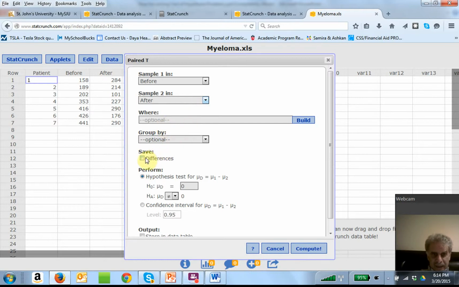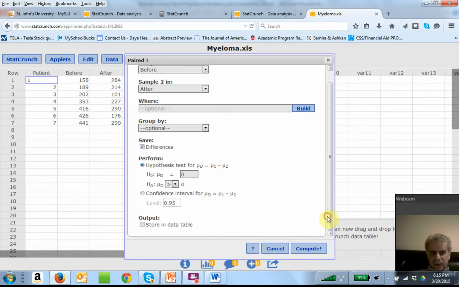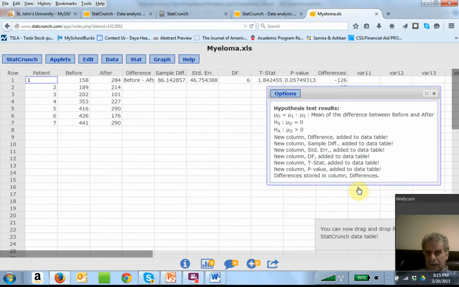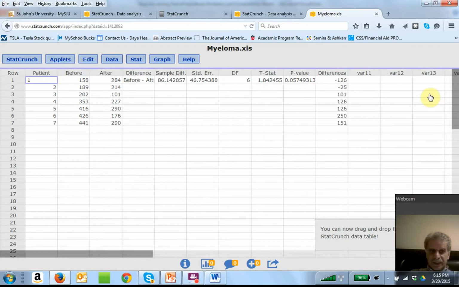And I can save the differences. I need to say under H0, the mean difference is equal to 0. Under the alternative, the mean difference is more than 0. And my alpha, I could always go back and see what it is. And output stored in the data table, I could ask for that. Now I'm going to compute this. Oh gosh, there's one thing I didn't do. So let me forget about that one. Okay, let me forget about that one. I put this information here.